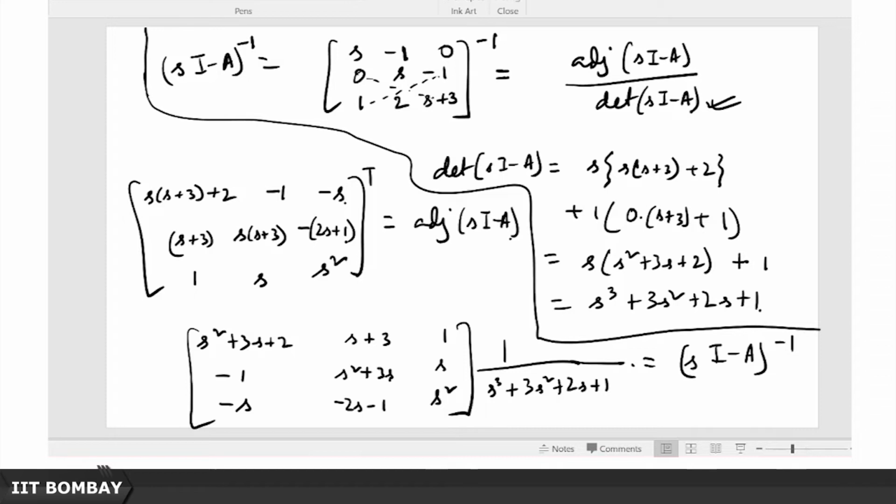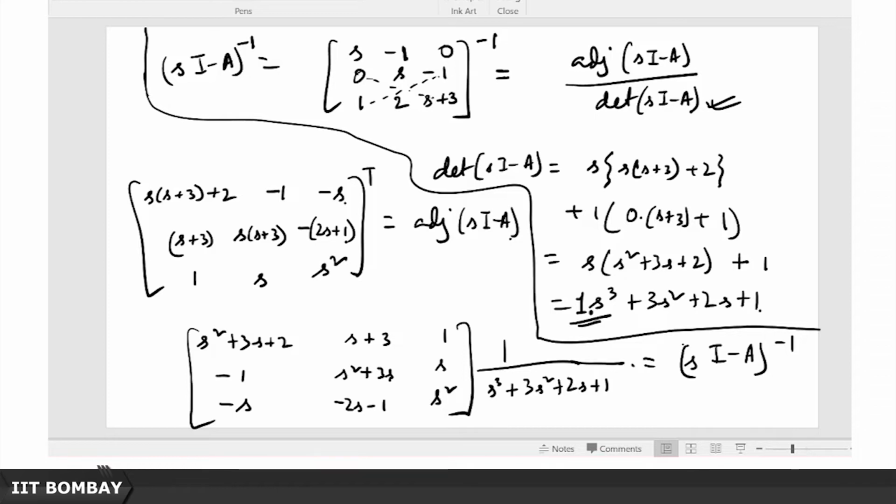What I mean by a monic polynomial, I have explained earlier also, is that the coefficient of the highest degree is unity, and indeed we found it to be so. Here this coefficient is indeed unity for s cubed, which is the highest degree. This is also called the characteristic polynomial of a matrix. If you take a matrix A and find the determinant of sI minus A, where s is the variable, then this determinant is called the characteristic polynomial.